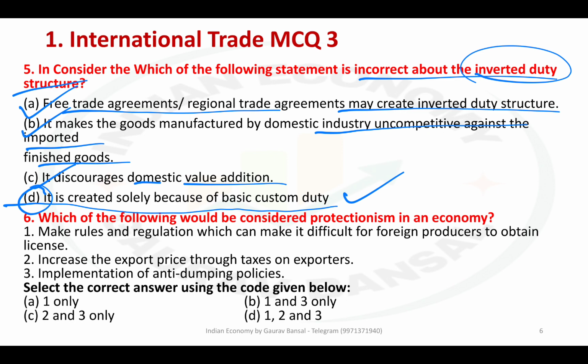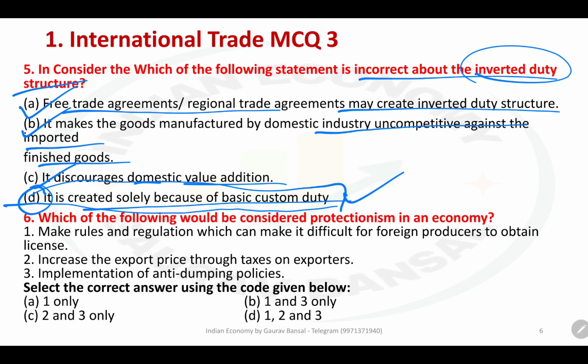So just like that, basic custom duty is the standard base custom rate. On top of that there are a number of other things. On various products we introduce temporary custom duty, whereas base is the permanent rate. So likewise, it is not entirely created because of basic custom duty. It is actually created because of some additional things. And since the other options are clearly correct, D is the answer.